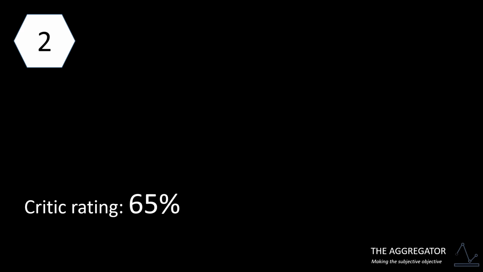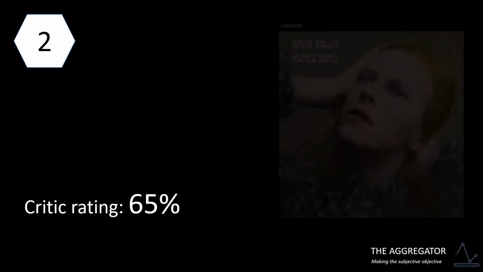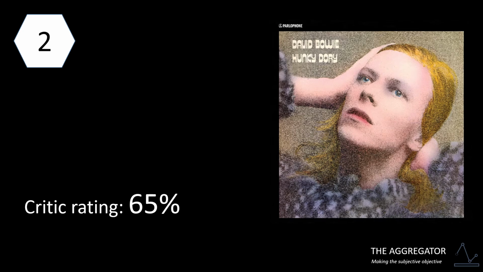And at number 2, with a critic rating of 65%, we have Hunky Dory. So this is the album where Bowie finally hit his groove and kick-started his run of classic albums throughout the 1970s. And it's subsequently become one of his most influential albums, and Life on Mars contains one of Bowie's most celebrated songs.